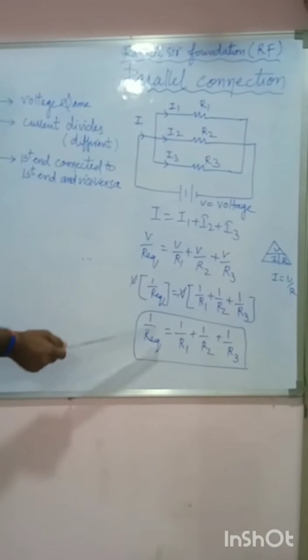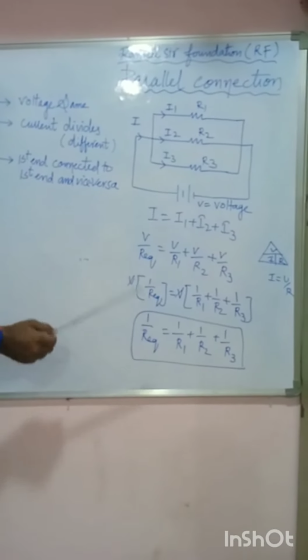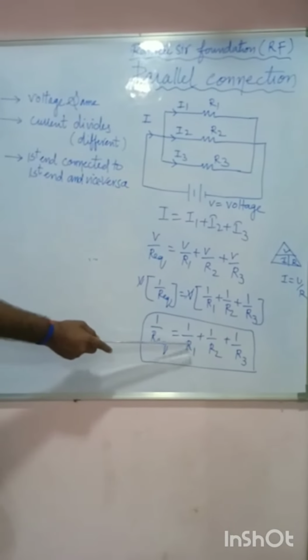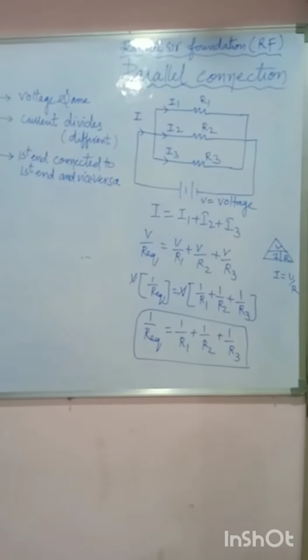Whereas in series we got R equivalent is equal to R1 plus R2 plus R3. But in parallel we will get 1 by R equivalent equal to 1 by R1 plus 1 by R2 plus 1 by R3.